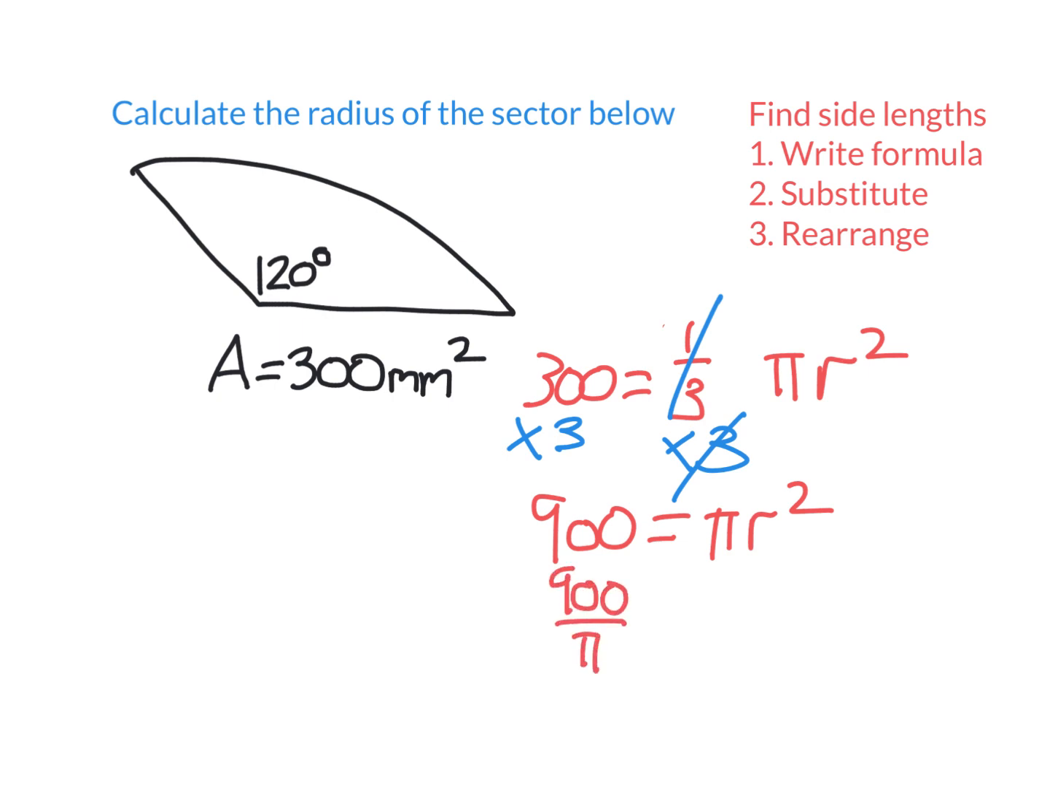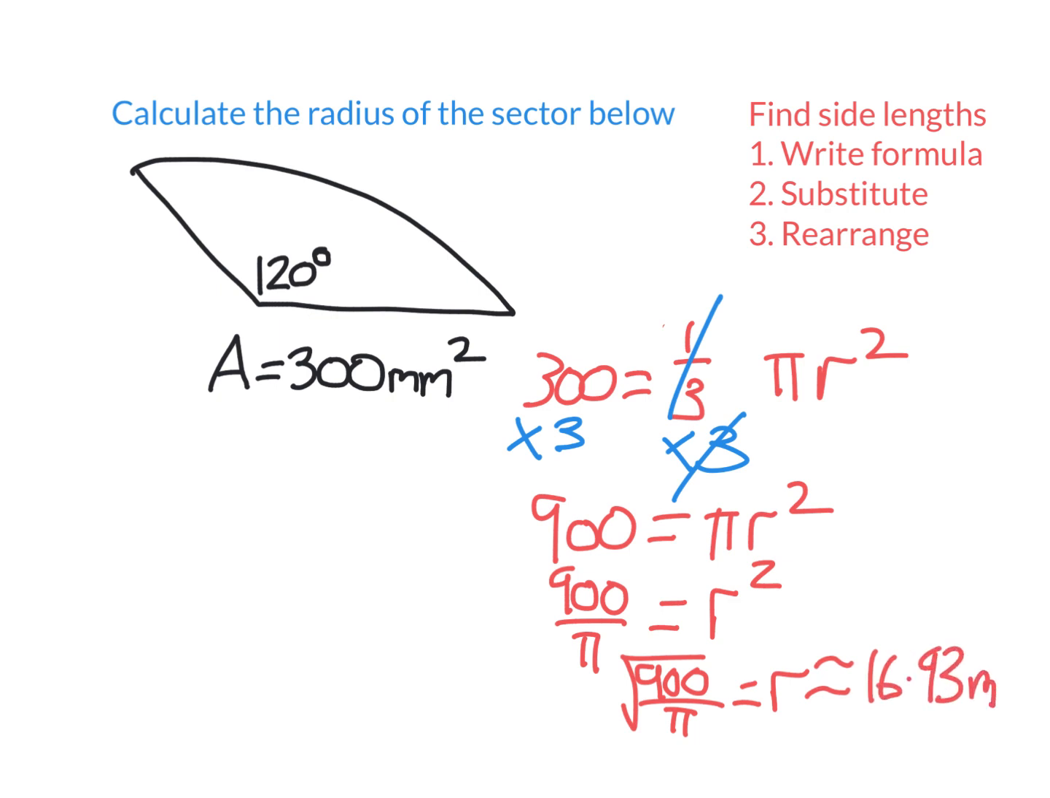Now, I'm not going to round this because I need to use this number in a subsequent calculation. I'm just going to leave it as 900 over pi. That is the exact value. So r squared equals this. The way we undo squaring is, of course, the square root. So I'll get the exact answer by square rooting 900 over pi. I didn't round this number here because that would introduce an error into my calculations. So this is the exact answer. If you're asked to give it to 2 decimal places, you just put that on your calculator. It's about 16.93. Now the radius is going to be in millimeters since our area was in millimeters squared.